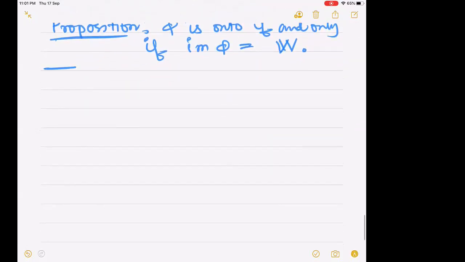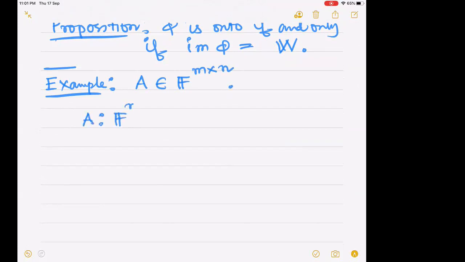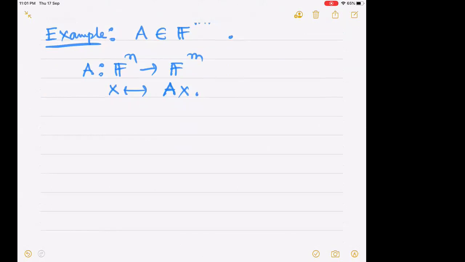Example, once again, if I look at linear maps defined in terms of matrices. Suppose I have a matrix A in F^(m×n), and A once again defines this linear map from F^n to F^m by left multiplication, X goes to A times X. So when will this image be full?